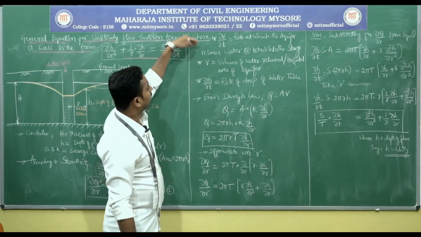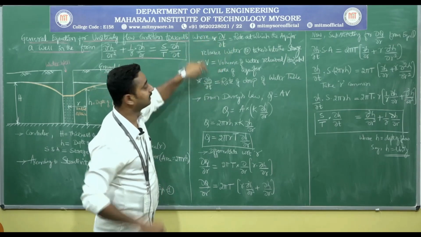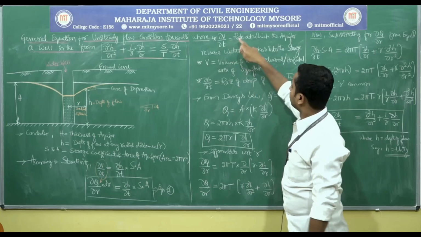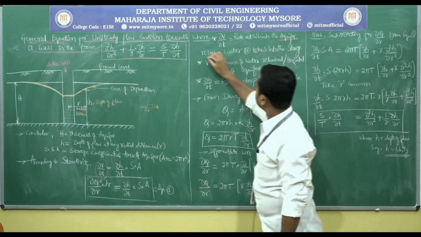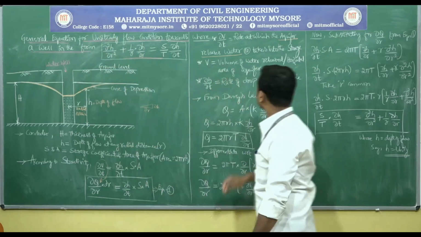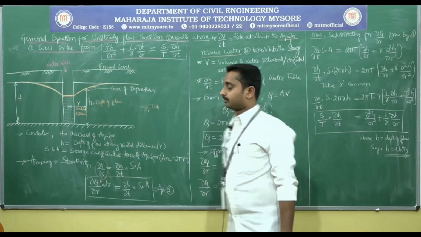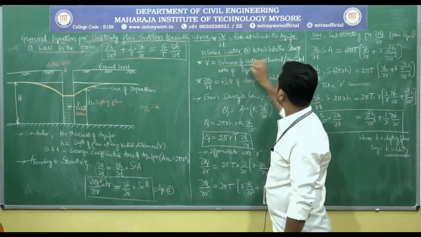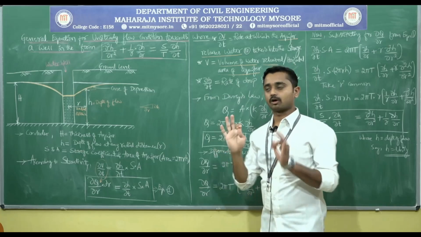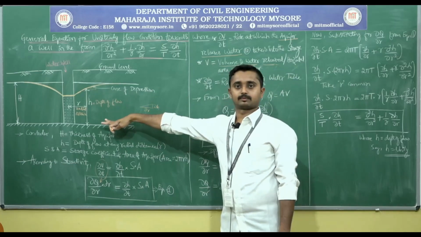Where dou V by dou t is nothing but the rate at which the aquifer releases water. Nothing but discharge. Volume per time, rate at which the aquifer releases the water, pumping, or takes into the storage, recharge to the aquifer. V is nothing but volume of the water released per horizontal area of the aquifer.